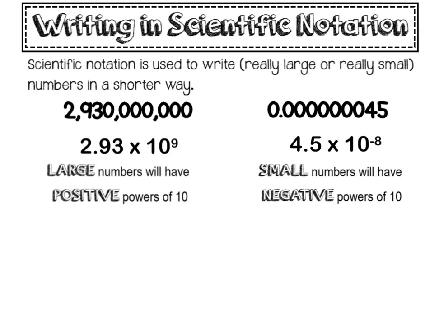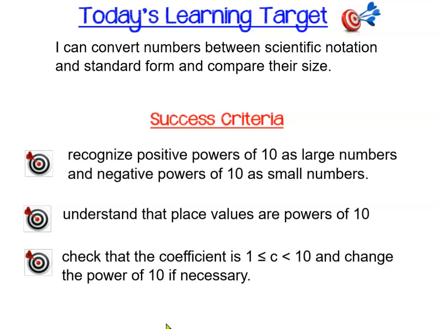In this tutorial, you'll learn how to write numbers in scientific notation and convert them back into standard form. The learning target for this lesson is that you can convert numbers between scientific notation and standard form and eventually compare their size. By the end of this tutorial, you should be able to recognize that positive powers of 10 are larger numbers and negative powers of 10 will represent smaller numbers.